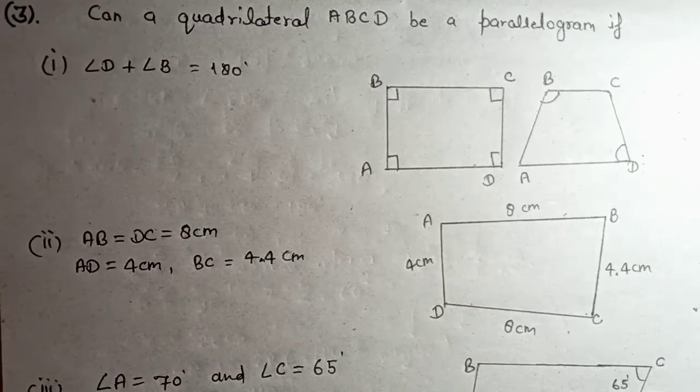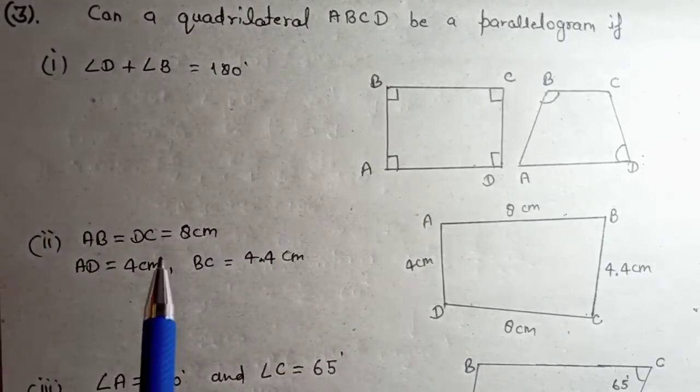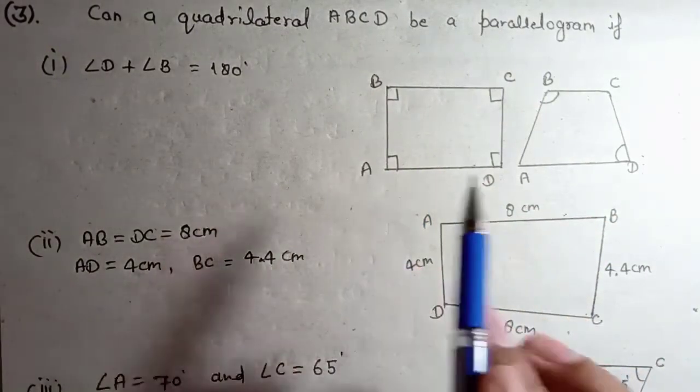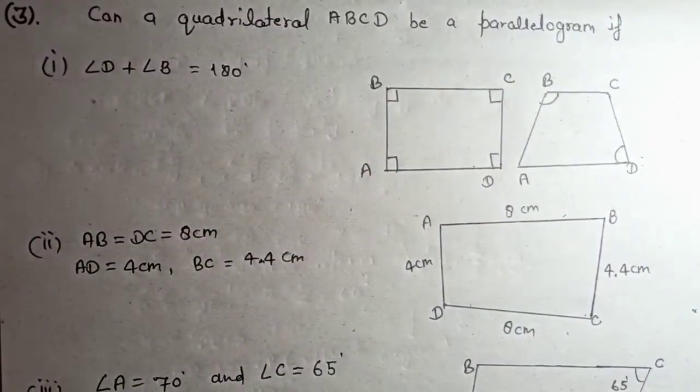Now we have question number 3. Can a quadrilateral ABCD be a parallelogram if angle A plus angle B is equal to 180 degree? Now these all figures are drawn by me and they are not given in the book, so do not get confused what are these figures.